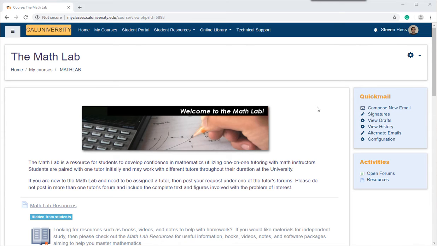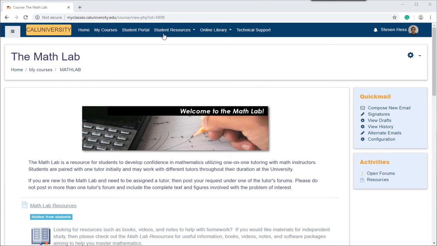The university supplies the MathLab. It's a lot like the Writing Center, but for math, obviously. If students have problems with mathematics, you can send them here. Whether it's algebra, accounting, calculus, doesn't matter. As long as there's a number involved and some sort of mathematical operation has to occur, we're happy to help.